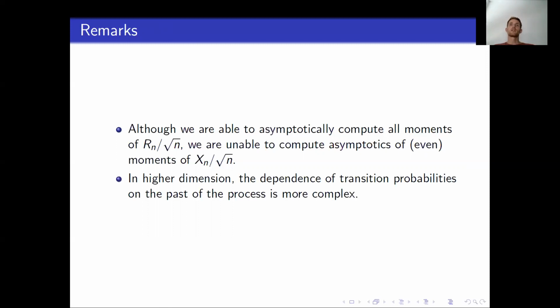And of course, another negative aspect is that we had to restrict ourselves to 1 dimension. And the reason for this is that in 1 dimension, the shape of the area where the process has been is easy. It's just the area in between the maximum and minimum. If we go to higher dimensions, the shape of this area is way more complex, and therefore the transition probabilities are more complex, and we cannot generalize the methods we used here.